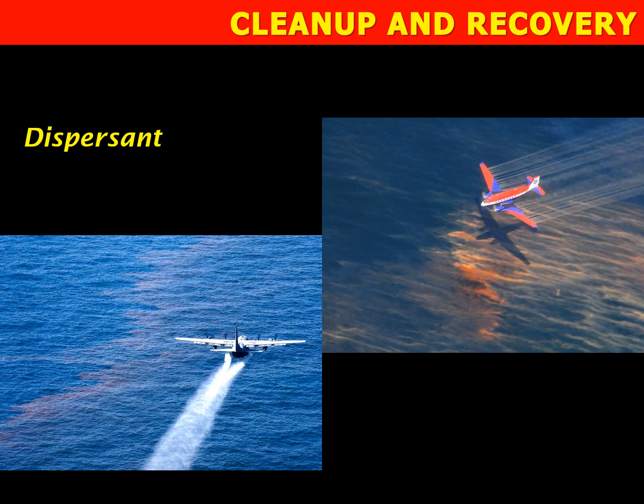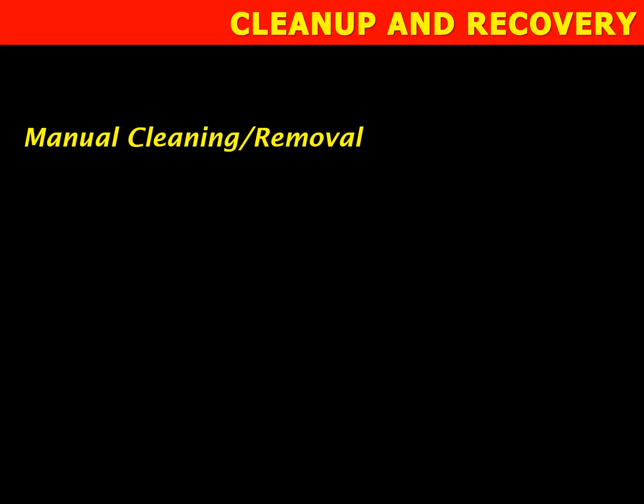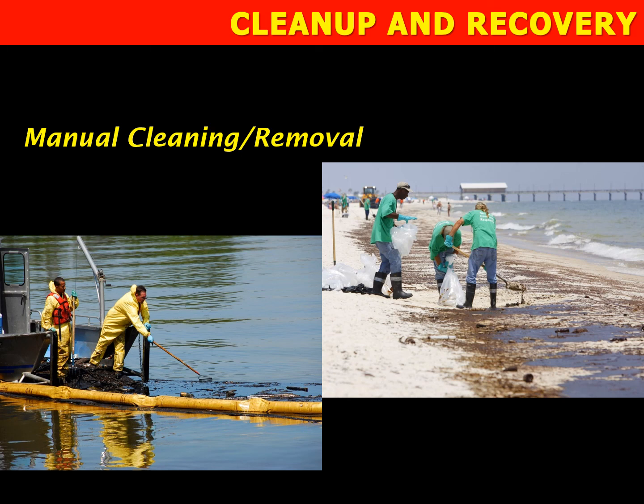The dispersant technique is used offshore. When the oil spill happens, before the oil spreads to other places, the dispersant technique is used. Normally, this technique uses a chemical to break down or neutralize the oil. The last method is manual cleaning or removal. Normally this method involves a lot of people as volunteers.